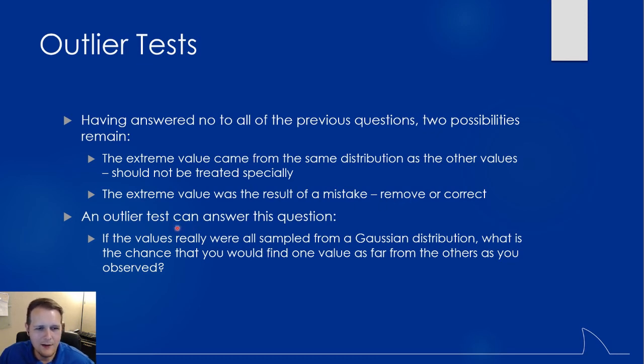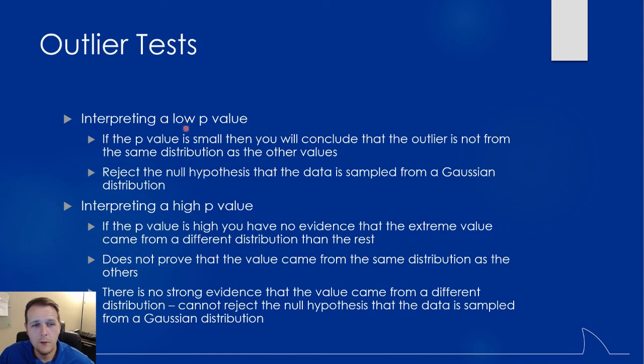And again, the test is really just telling us, if the values are really sampled from a Gaussian distribution, what's the chance that we'd find a value as far away from the others as this one observed? Obviously, a very small p-value shows that it would be very unlikely to find a value this extreme, whereas a very high p-value would say, well, chances are pretty good that you just find this naturally, due to chance alone. So if you have a small p-value, you're going to conclude that the outlier is not from the same distribution as the other values, and you can't say that the data is Gaussian distributed. You have to assume that it's not and switch over to non-parametric tests, whereas a high p-value says, hey, it looks like this is just due to random chance alone. We can keep assuming our data is Gaussian distributed and move forward with that.